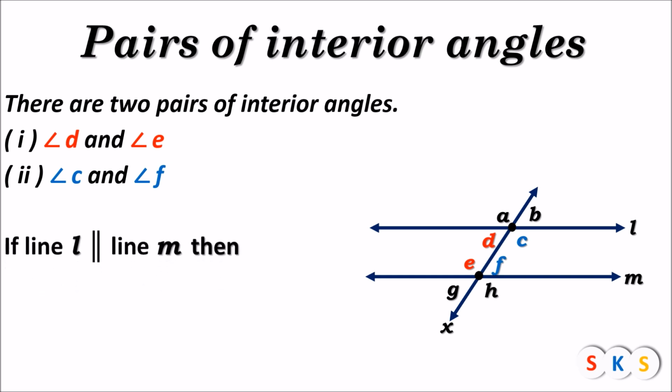If line L is parallel to line M, then angle D plus angle E equals 180 degrees, and angle C plus angle F equals 180 degrees. It means if any transversal intersects two parallel lines at different points, then the interior angles formed in this figure will be supplementary. Supplementary means the sum of those two interior angles would be 180 degrees.